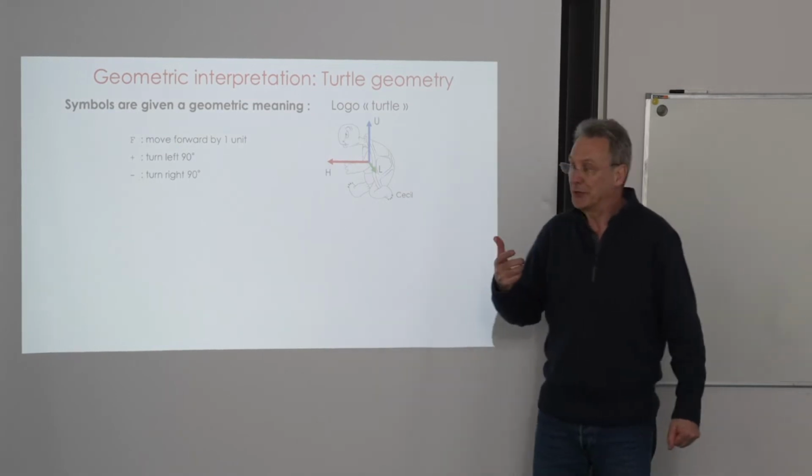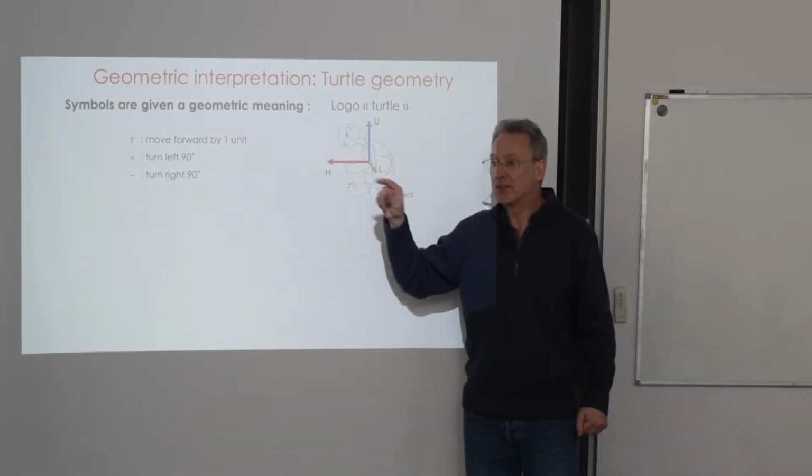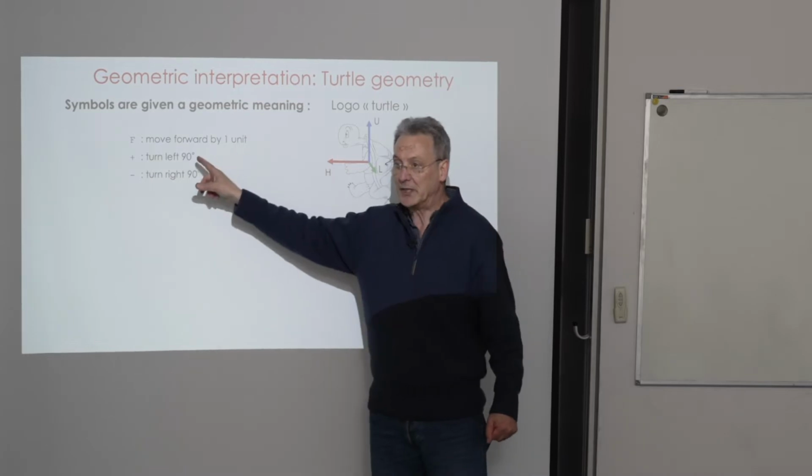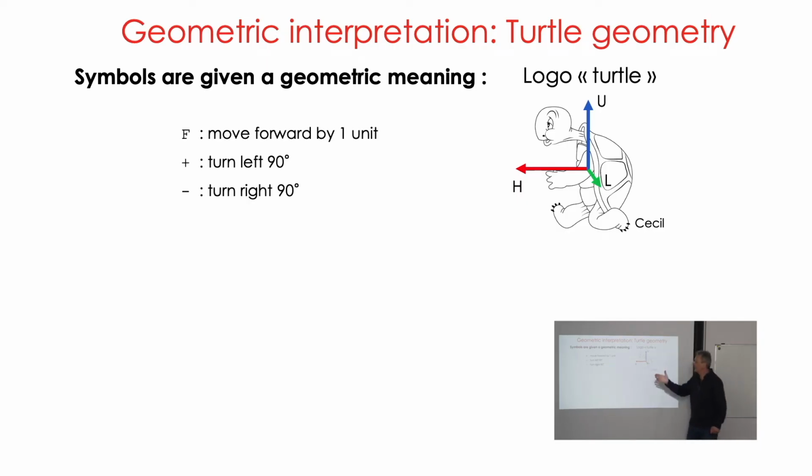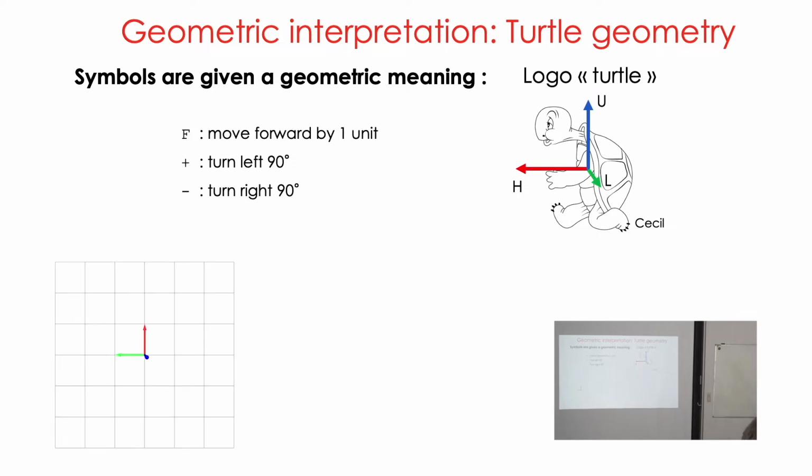Imagine that you have a turtle, and that this turtle may obey some rules according to what she's reading. If she reads an F, she will move forward by 1 unit, 1 step. If she reads a plus, she will turn, I think this is left, counterclockwise, by some defined angle. If she reads a minus, she will turn the opposite way. And there are a number of instructions that you can give to the turtle, and that will make it move.